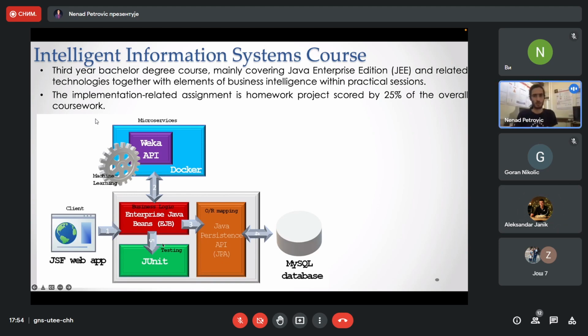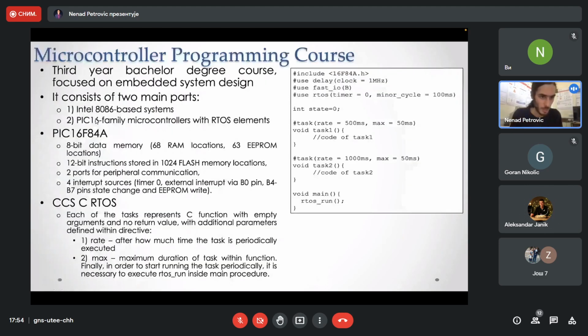On the other side, for the microcontroller programming course, we have two main topics. The first one is 8086 Intel-based systems, which is not covered by this paper, but the focus is put instead on PIC16F84A, which is a widely adopted microcontroller. It has 8-bit data memory, 12-bit instructions, and 1 kilobyte of flash memory locations for storage of programs. On the other side, we also have EPROM. Apart from RAM locations, we have 60 EPROM locations.